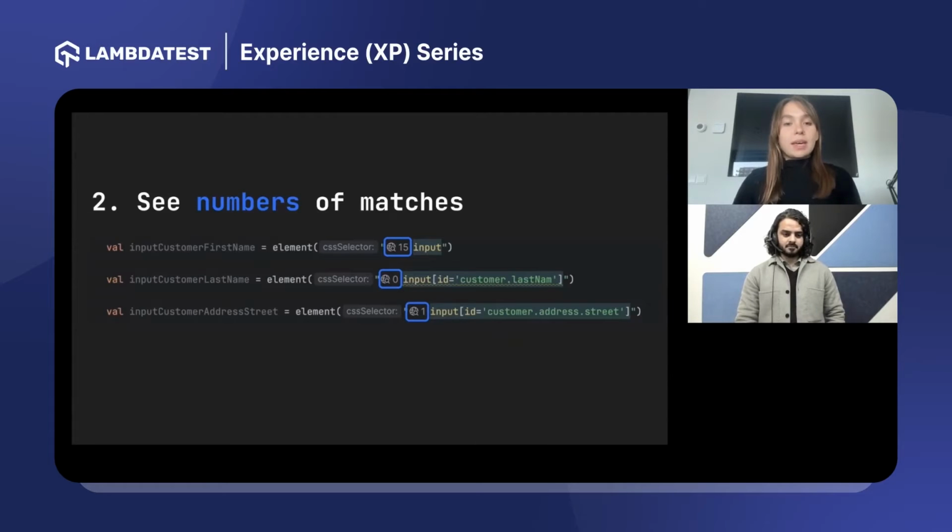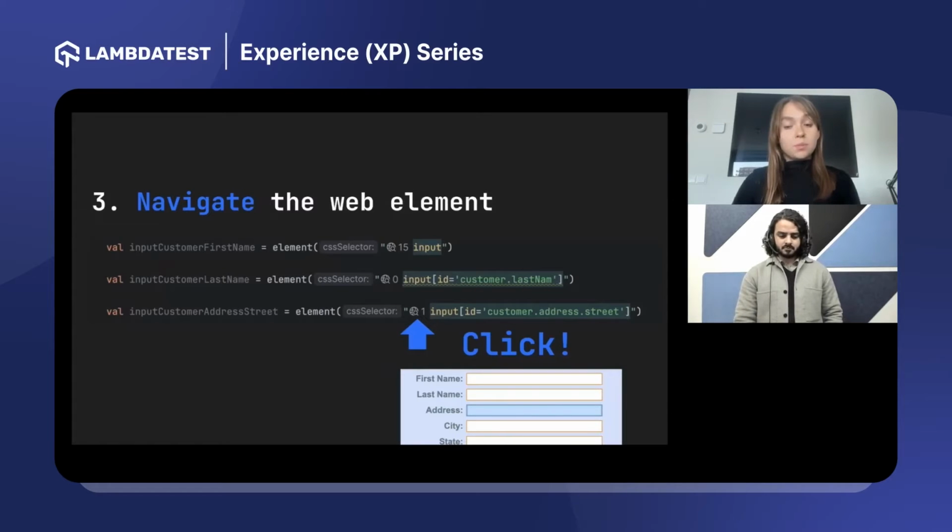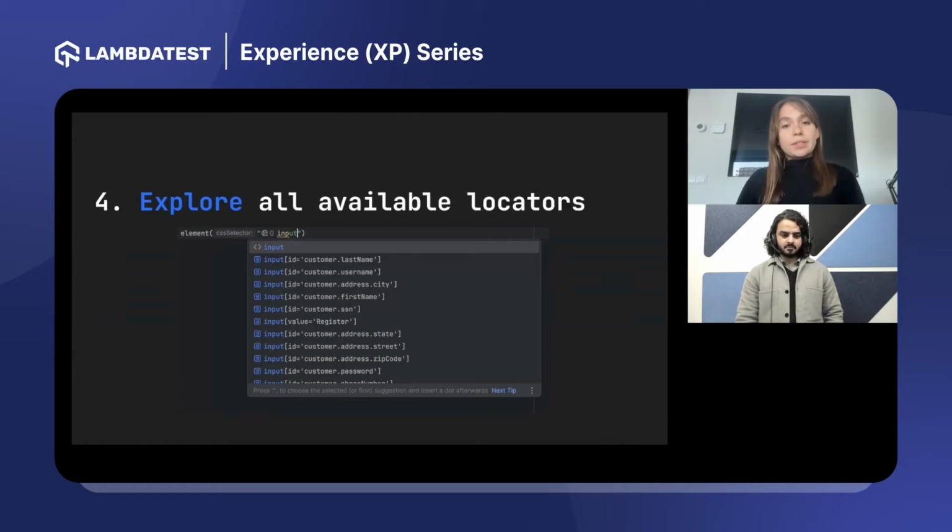And also you can navigate to the web element. So you can click on this special icon, and after that you can navigate directly to the corresponding web element. Moreover, you can explore all available locators if you just start typing your keyword. For example, it can be the keyword input, and here you can see all locators, all web elements which are available on the current web page with such substring input.